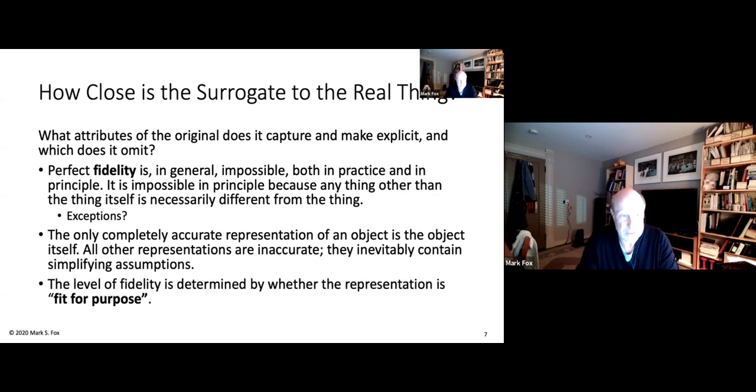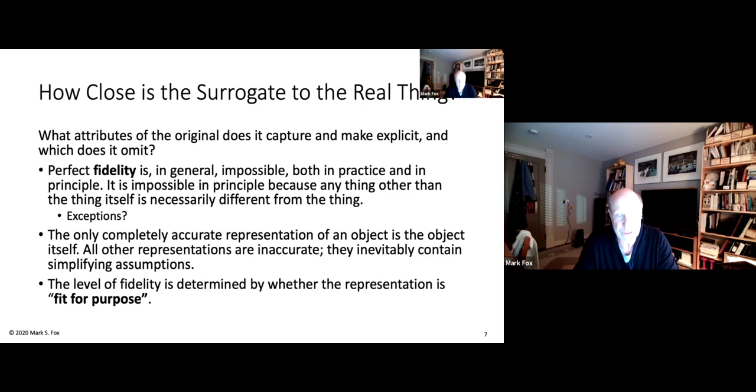And the answer to that is, the level of fidelity is determined by whether the representation is fit for purpose. Fit for purpose is a very interesting concept. It implies there does not exist a single fidelity for all applications, but that the application determines the fidelity required. So let's be clear of that.